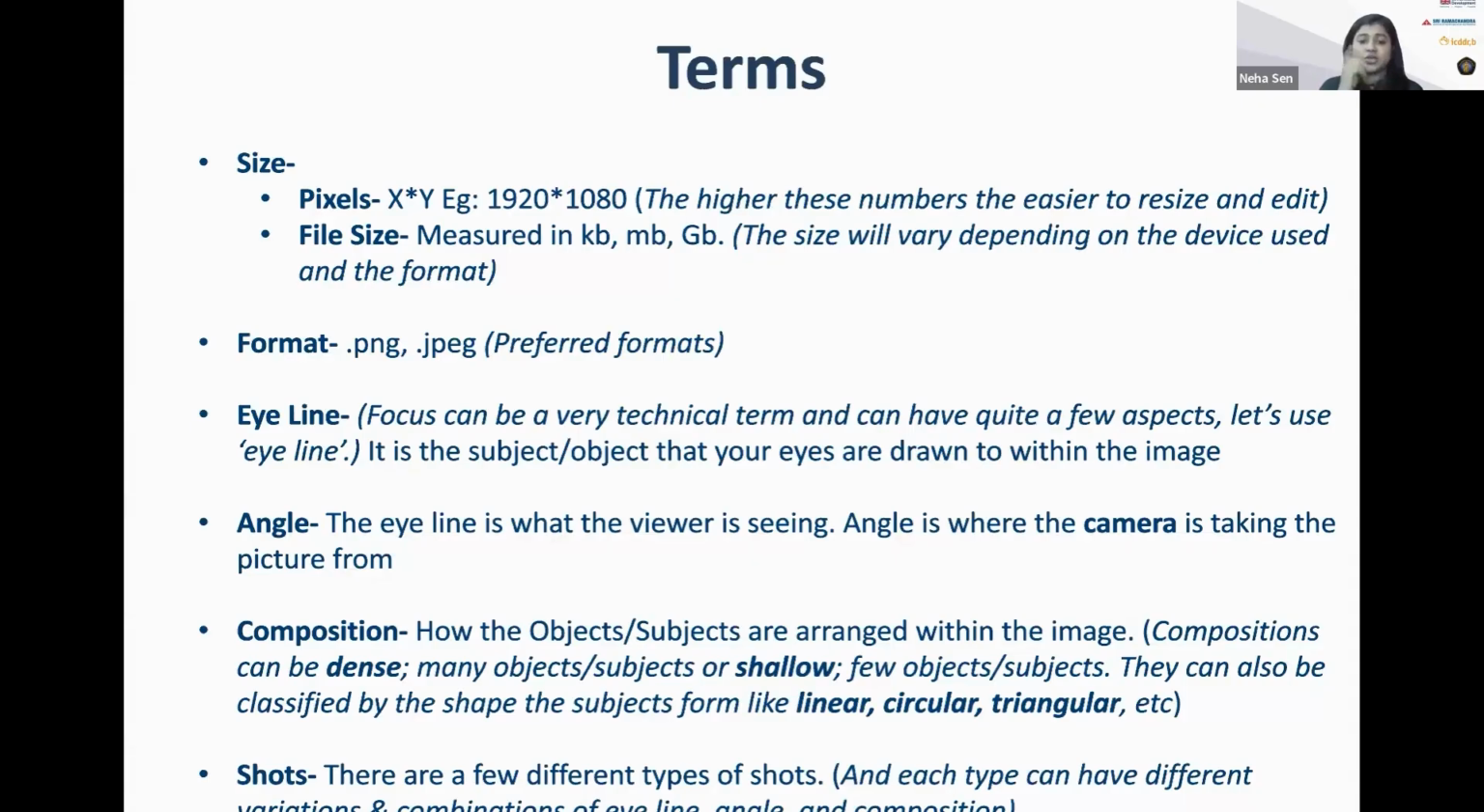Now, shots. Shots are an amalgamation of variations of composition and angle. It's like a permutation and combination sort of thing. But there are certain broad categories of shots which I'll be taking you through.